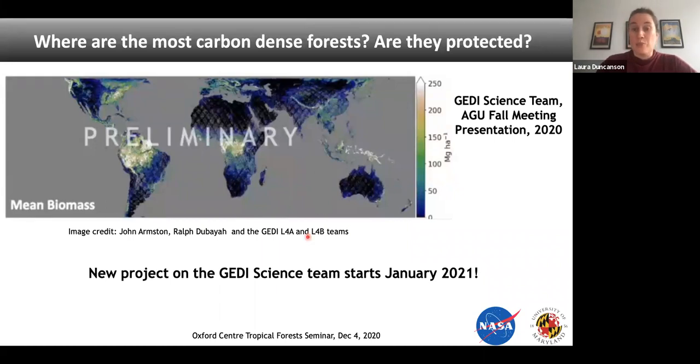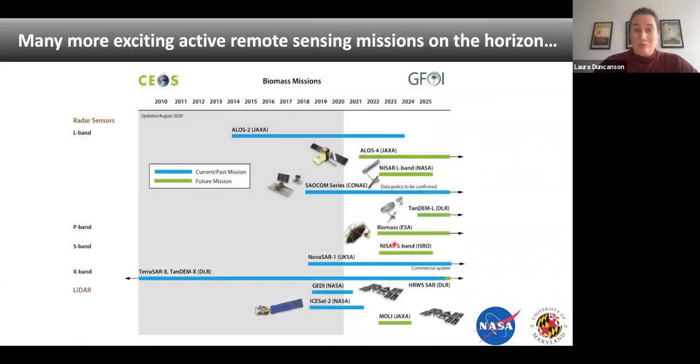And I will say, this is a brand new project. We are looking to hire both a postdoc and a PhD student. This is a shameless plug, but applications for a PhD for this project are due on December 22nd at UMD. So these are just a few of the types of things you can do to inform forest management with GEDI data, but I'm sure many people in the audience will have other exciting things to do with it, if not already.